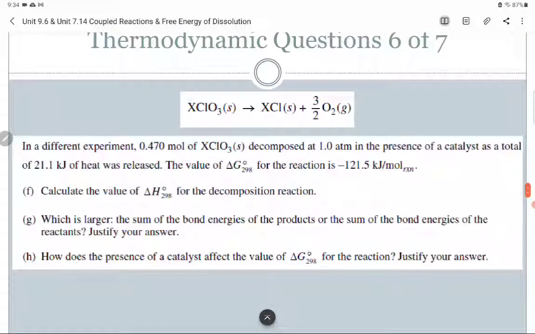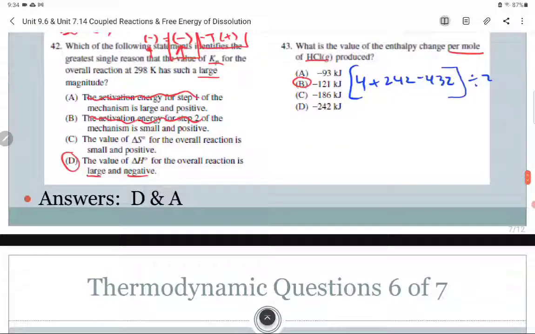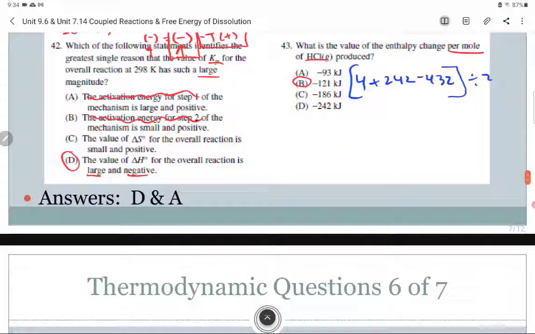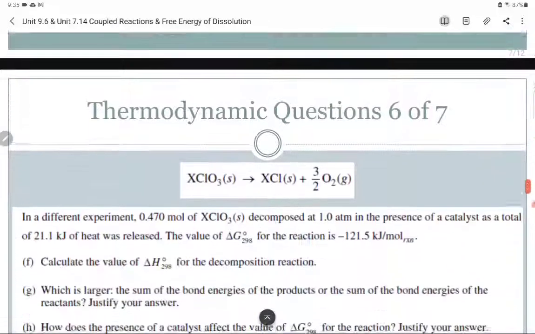Question 6 of 7. Let's make sure we finish that one. Oh, wait a minute. I knew this does come out to be, if you add these up, I think that comes out to be negative 186, and then divide that by 2. I knew that something was a little wrong there. I don't know why I circled B when it said it was A. But okay, let's go to our next question here.